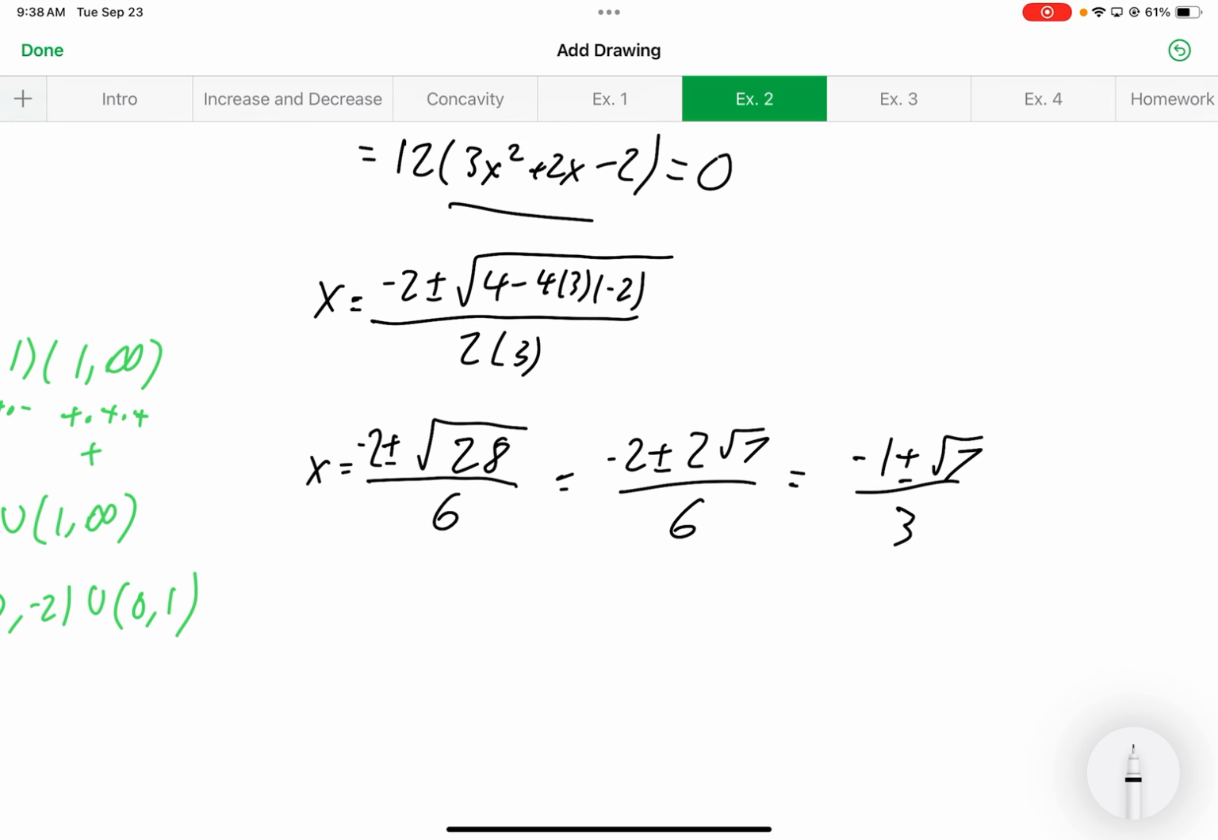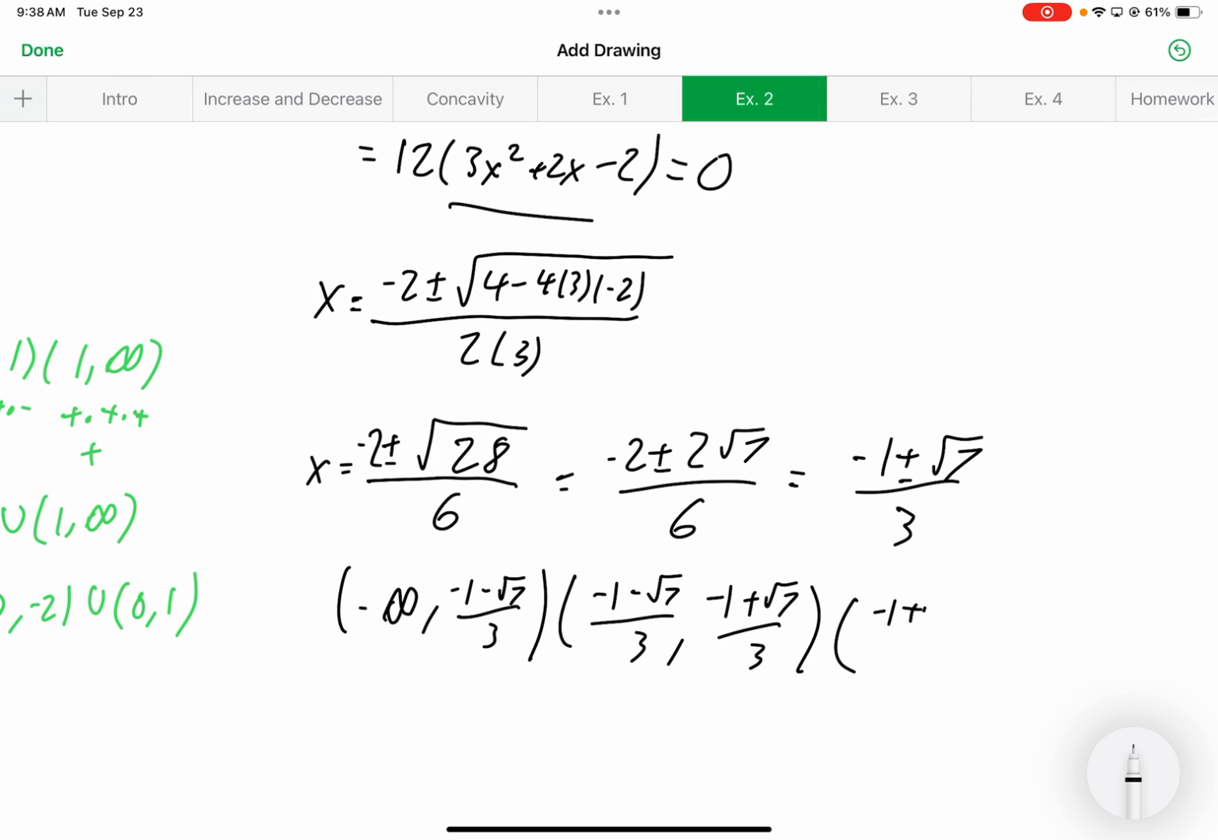Okay. So those are going to be the values that I use to set up my intervals. So then I would do negative infinity to negative 1 minus square root of 7 over 3, negative 1 minus square root of 7 over 3 to negative 1 plus square root of 7 over 3, and then negative 1 plus square root of 7 over 3 to infinity. Okay, those values aren't very pretty, but we can still do it. We got this.